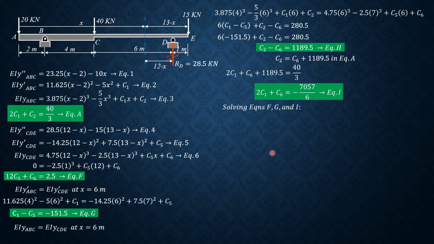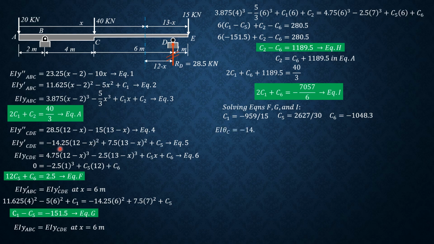So solving simultaneously F, G, and I, we get c sub 1, which is negative 959 over 15, same as before. Then c sub 5 equals 2627 over 30, and c sub 6 is equal to negative 1048.3 in decimal. So we now solve for theta C. This time we will use the equation EIy' CDE for slope here. Anyway, c sub 5 is 2627 over 30.